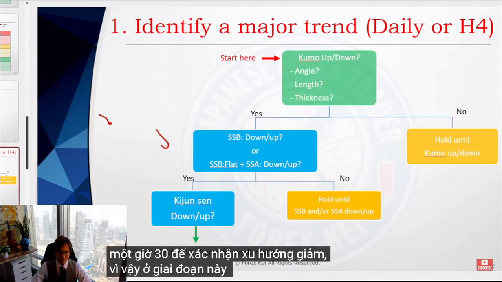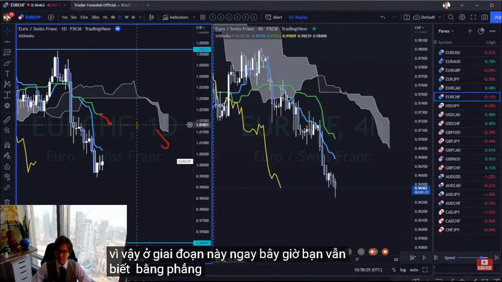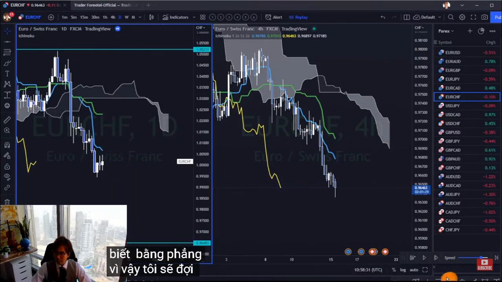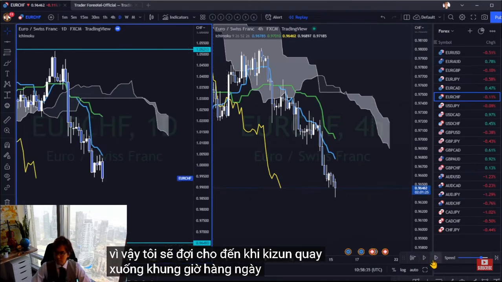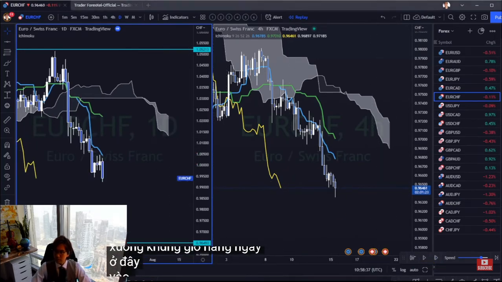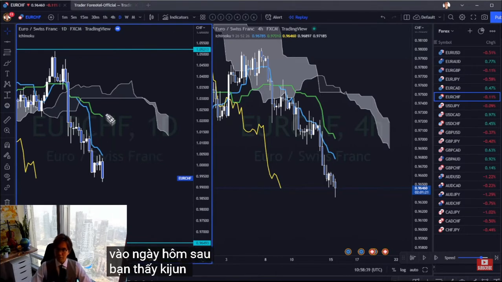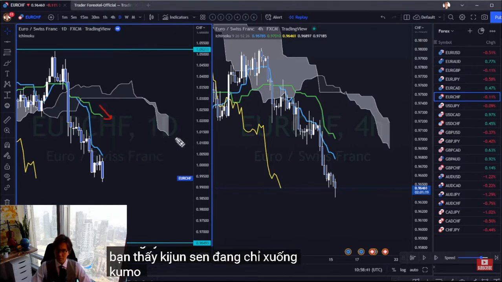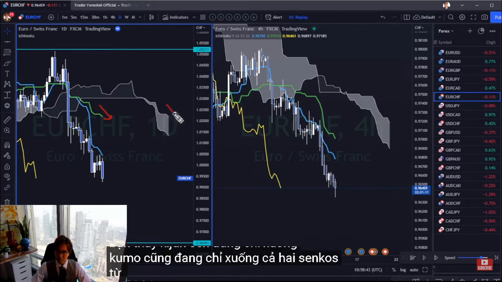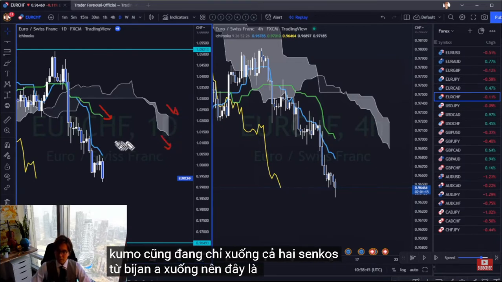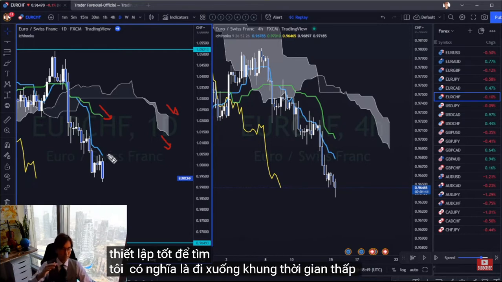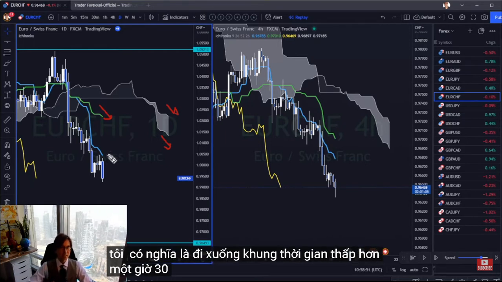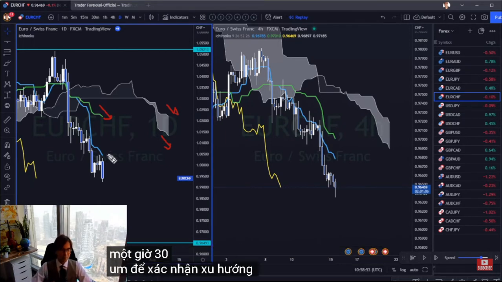So at this stage right now, kijun sen is still flat. So I would wait until kijun sen angles down on the daily time frame, which is over here. On the next day, you see kijun sen is pointing down. Kumo is also pointing down, both Senko span B down, A down. So this is a good setup to look for, then go down to the lower time frames, 1 hour or 30, to confirm this downtrend.